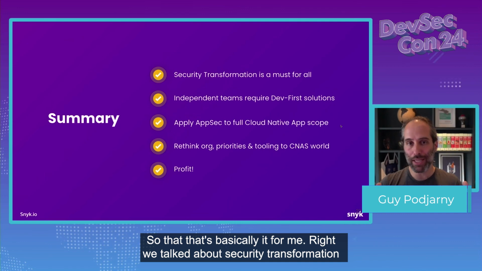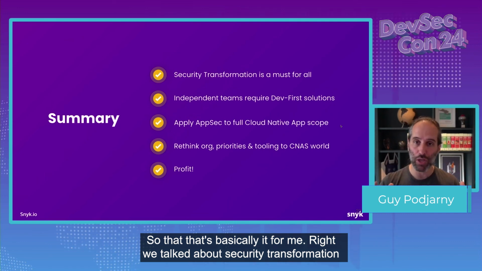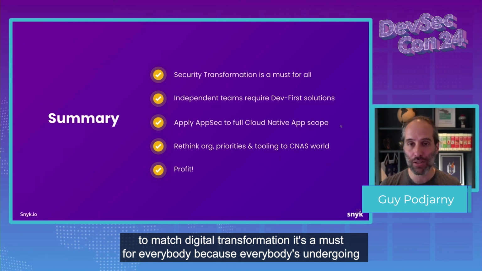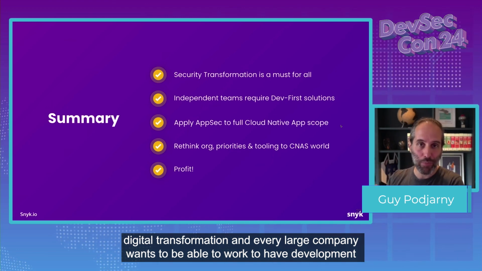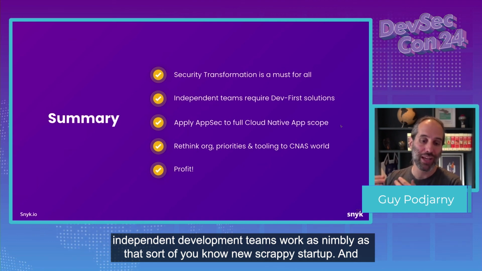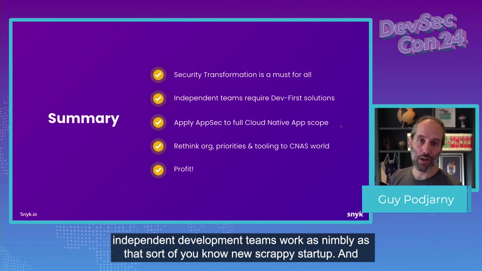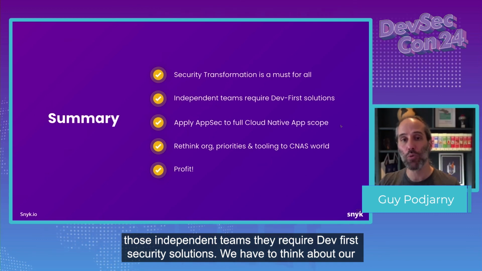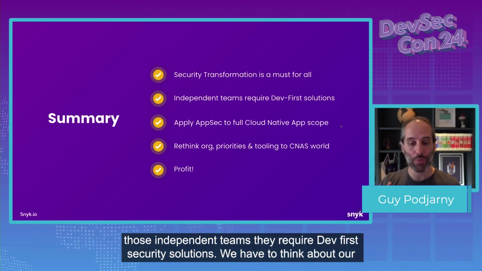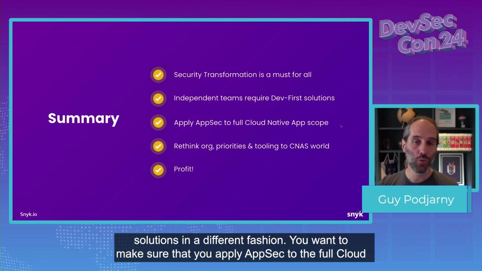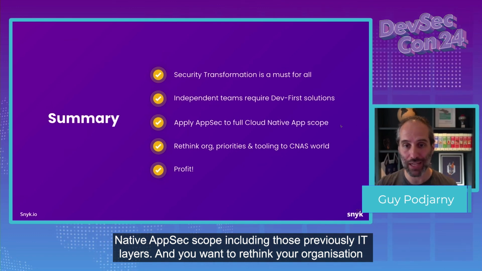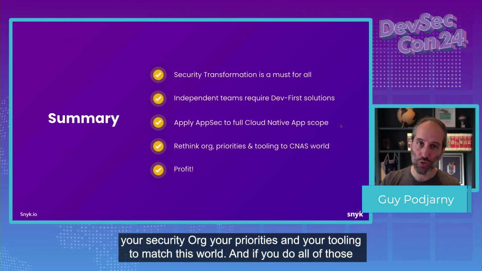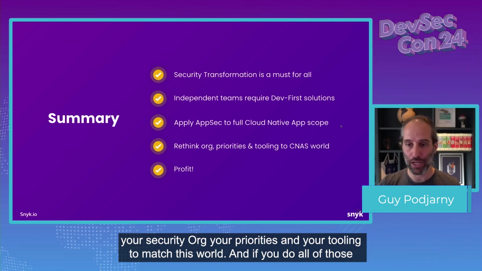So that's basically it for me, right? We talked about security transformation to match digital transformation. It's a must for everybody because everybody's undergoing digital transformation, and every large company wants to have independent development teams work as nimbly as that sort of new scrappy startup. And those independent teams, they require dev-first security solutions. We have to think about our solutions in a different fashion. You want to make sure that you apply AppSec to the full cloud-native AppSec scope, including those previously IT layers, and you want to rethink your organization, your security org, your priorities, and your tooling to match this world.